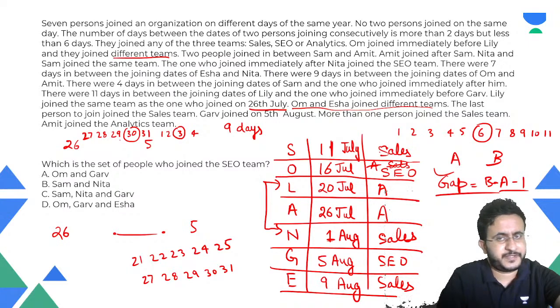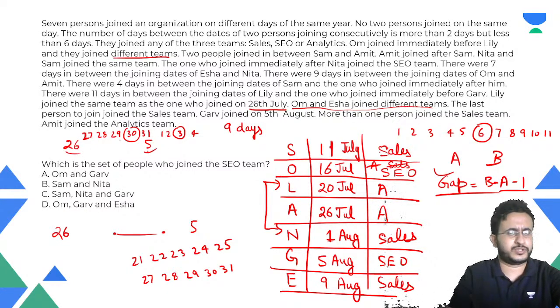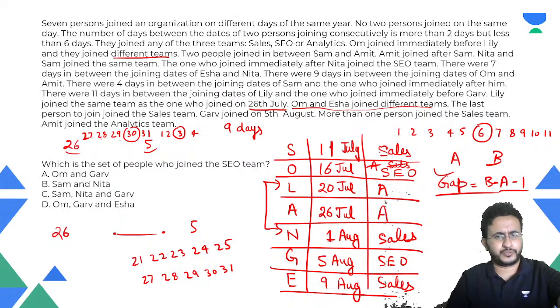Range is different from finding the gap. Yes, you will have to subtract. See, range means you include these two also, so you have to remove those two days. The gap is the remaining portion.